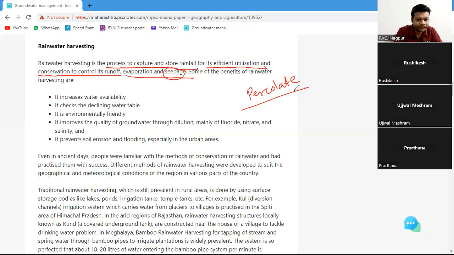Why do we need this rainwater harvesting? It increases water availability, which is very obvious, since more and more water will be percolated. It checks the declining water table. The declining water table will be recharged.